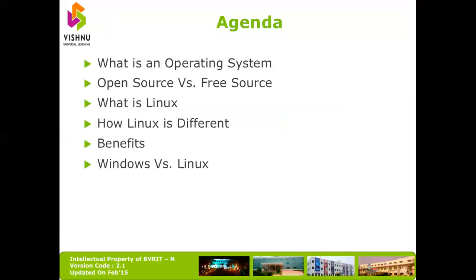Now in this course, we'll try to see what is an operating system, how Windows operating system and Linux operating system is different. What do you mean by open source and free source software? We'll try to see what is Linux and how it got evolved, a little theoretical and historical background. Then we'll see how Linux is different and what are the advantages it can give you. And obviously at the end, we'll have a full comparison of Windows and Linux. So let's get it started.